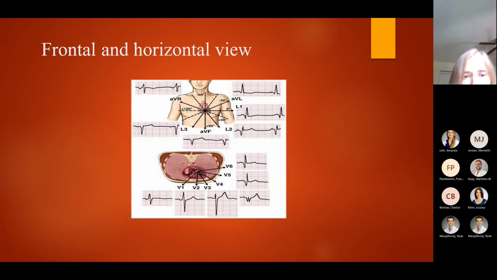So what view do the leads give us? Chest leads or precordial leads give us a horizontal presentation here, and limb leads give you a frontal presentation here.